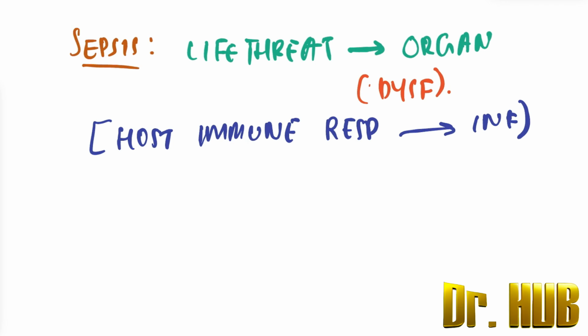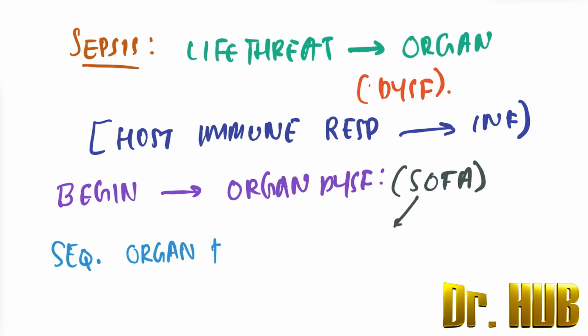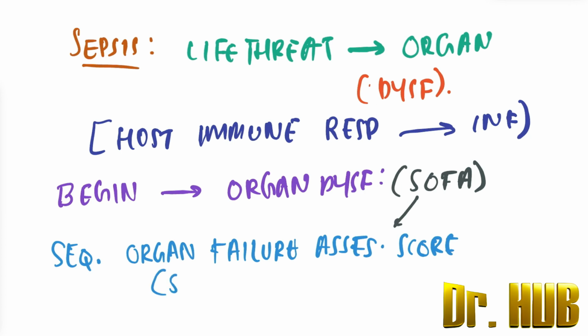And to define the beginning of organ dysfunction, the SOFA is used. So what does the SOFA score stand for? It means Sequential Organ Failure Assessment scoring. So in short, it is known as the SOFA.